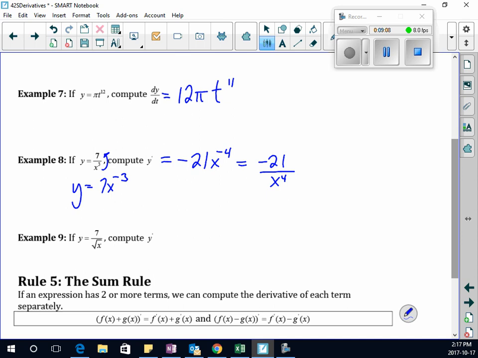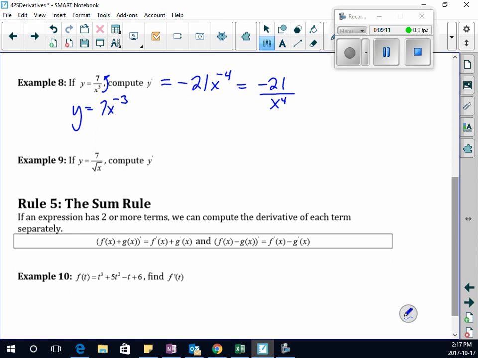Okay, what do I do for example 9? Again, I need to move it to the top. So rewrite y equals first. So this is 7x to the power negative 1/2. Is everybody good with that part? Okay, so what's y prime going to be then? Negative 7 over 2x to the power negative 3/2. Very good. Make sure you make your exponents little superscripts and not so big that it looks like a multiply or a subtract if it's a negative.